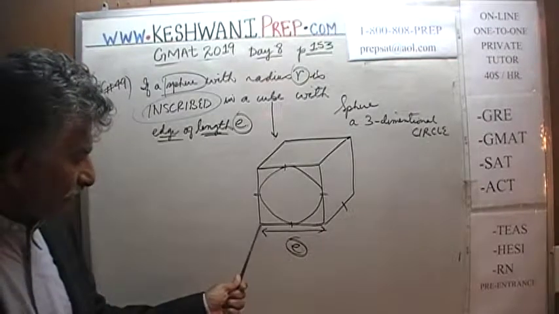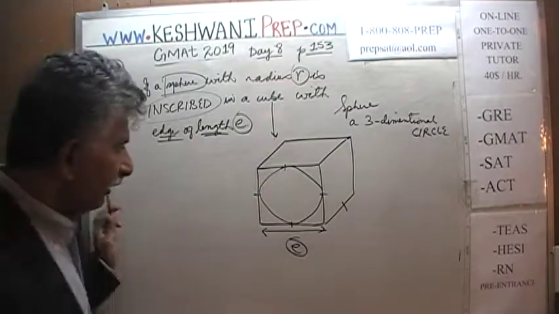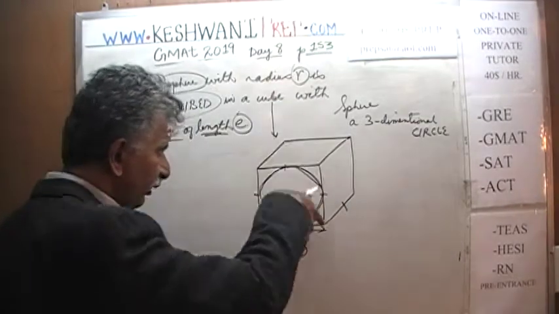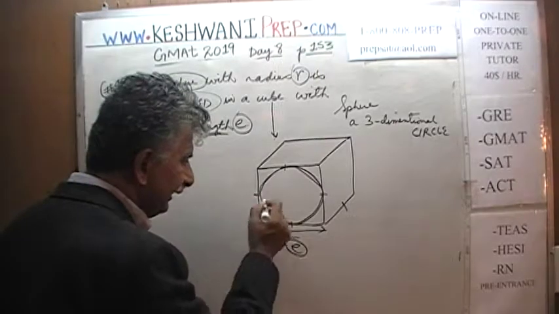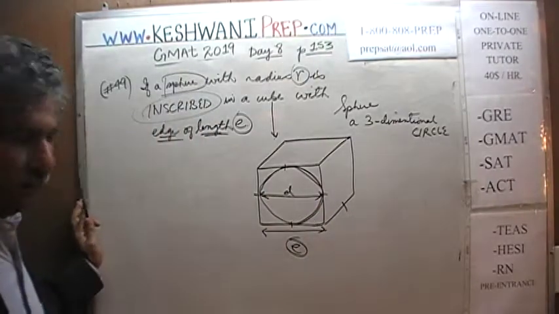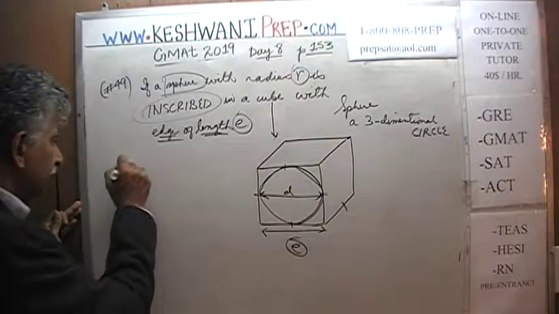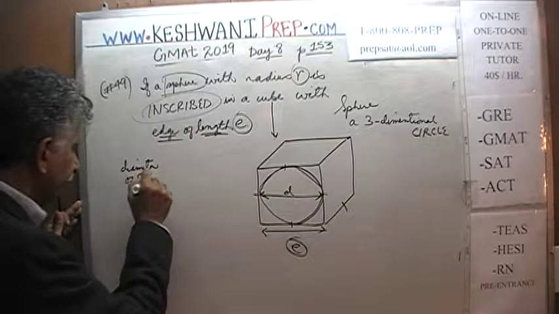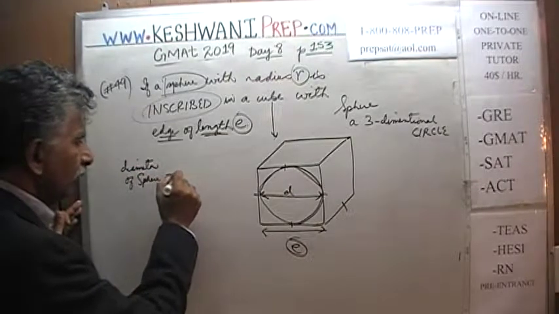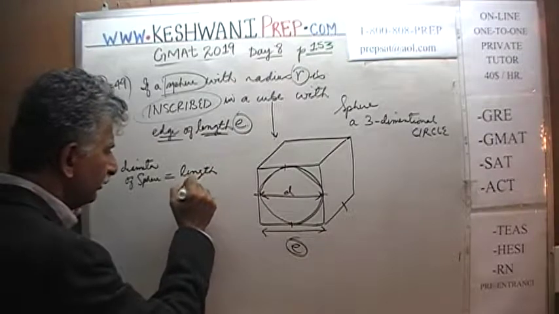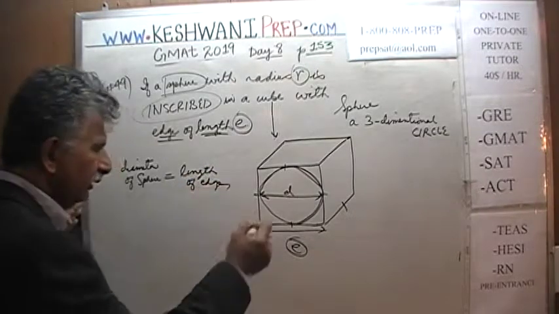But what is this length from here to here? As you can clearly see, because this sphere is inscribed inside it, because we drop this ball inside it, E is nothing more than the diameter of this sphere. So the diameter of the sphere is equal to the length of the edge. These are called edges.